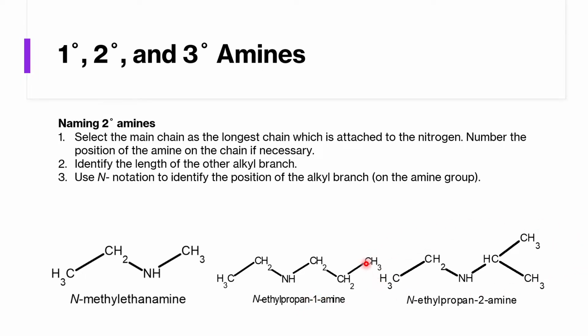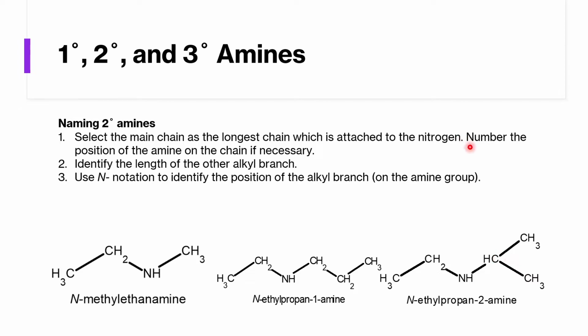In this example here, we have a chain of 2 and a chain of 1, 2, 3. So again, the propane chain is the longest. So we have a propane amine and we label the alkyl chain as an N-ethyl. Now the difference between N-ethyl propane 1 amine and N-ethyl propane 2 amine is the position of the amine on the main chain. Here, if this is the main chain, this is the first carbon and that's what's attached to the nitrogen. However, on the propane 2 amine, the amine group is attached to the second carbon.